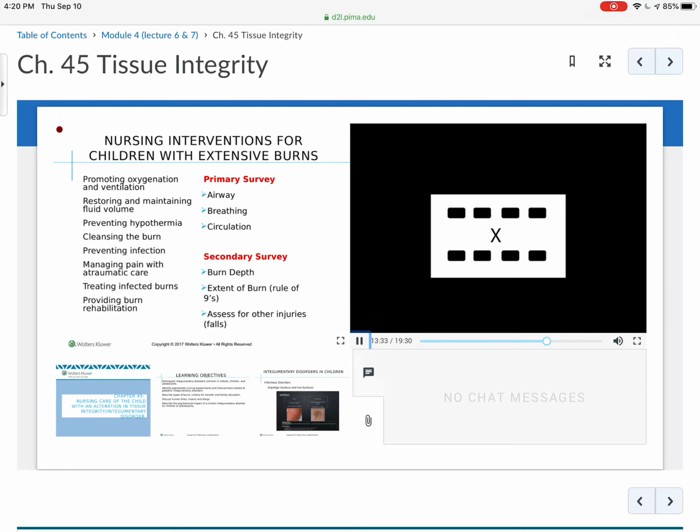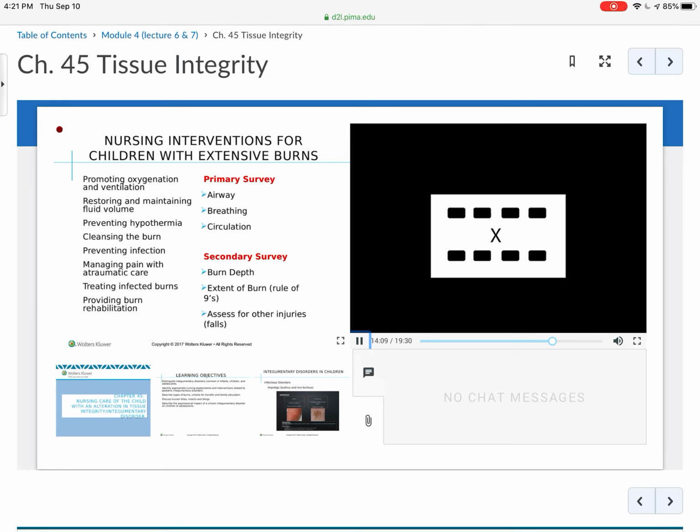Preventing hypothermia. So you're taking all their clothes off, and sometimes with that rapid fluid shift, they become hypothermic. Cleaning it, preventing infection. So managing the care. When a patient has a burn and dressing changes are done, they will use strict sterile technique, treating those burns, and then providing that rehabilitation. Not only rehabilitation as far as skin grafts and things like that, but psychological rehabilitation is important.